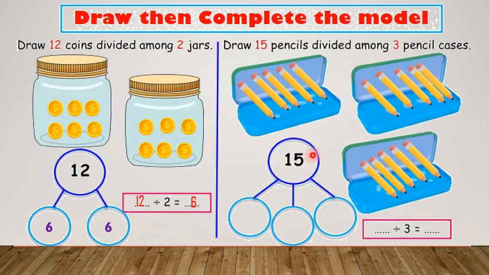So I finished all 15 pencils. Let's see how many each pencil case has. 1, 2, 3, 4, 5. So each pencil case has 5. This means that 15 divided into 3 will give you 5. So if I split 15 into 3, it will give me 5 and 5 and 5. How I write it in a division equation: 15 divided by 3 is 5 for each one.